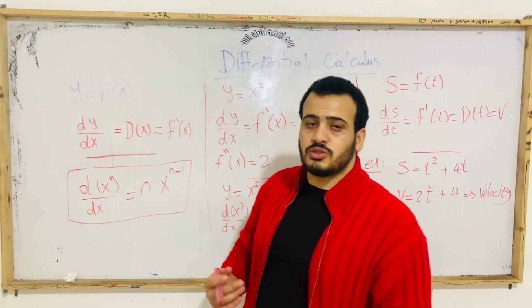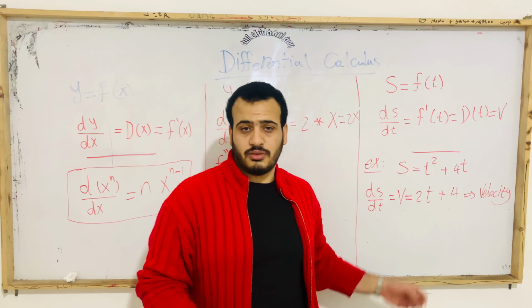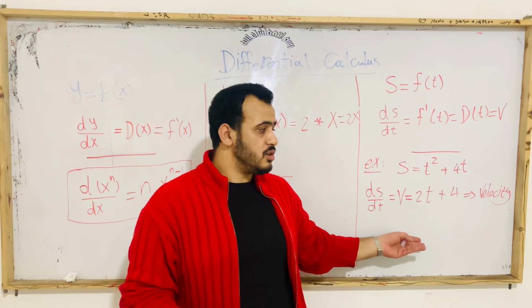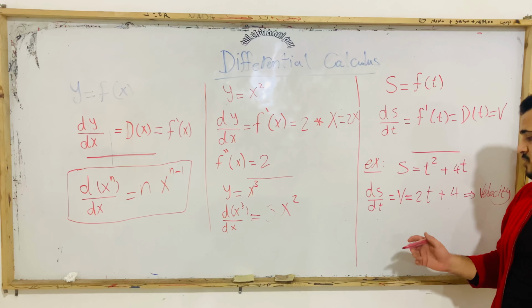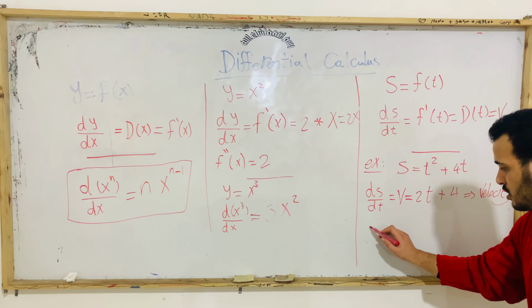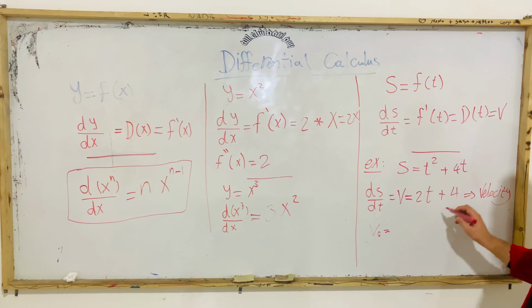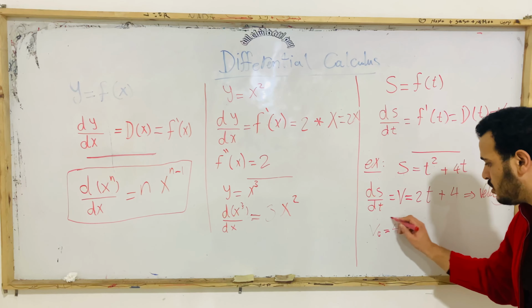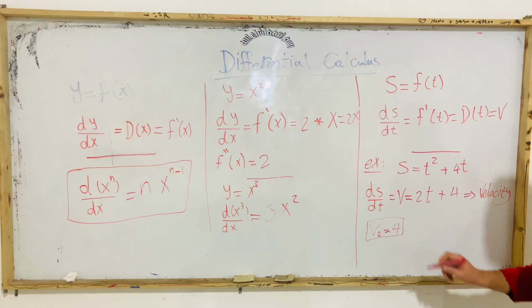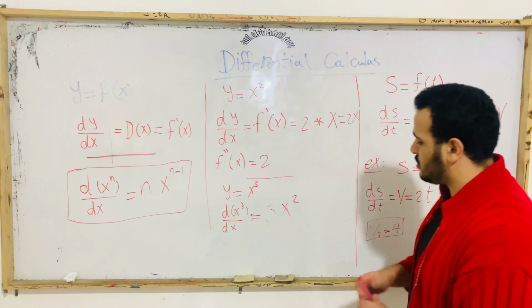And if we attempt to find the initial velocity for this equation, we have to substitute t by 0. So if you are trying to find v naught, it's going to be equal to 2 times 0, which is 0, plus 4, which is 4. So the initial velocity is going to be equal to 4. Okay, let's take another example.